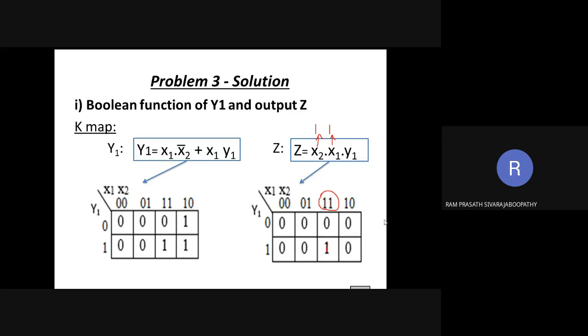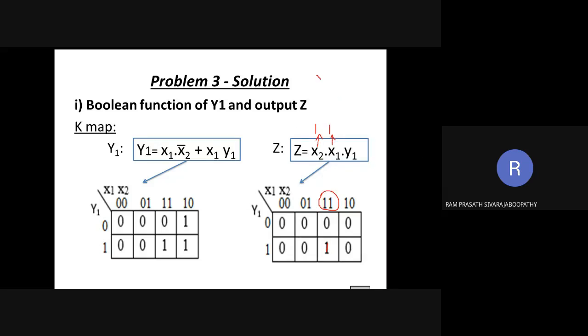Okay. So this is the K-map table for the Boolean functions capital Y1 and capital Z. What about the next step? We have to combine both of these. That we call the state transition table.